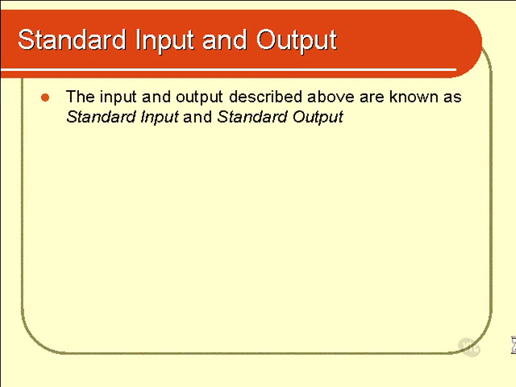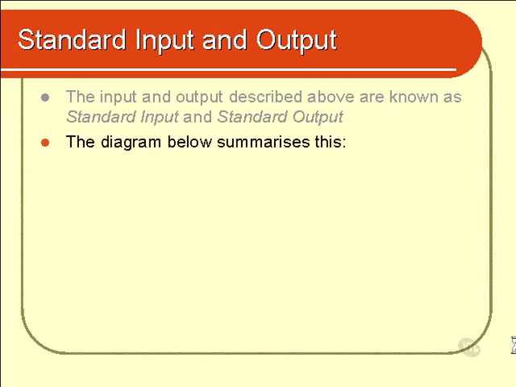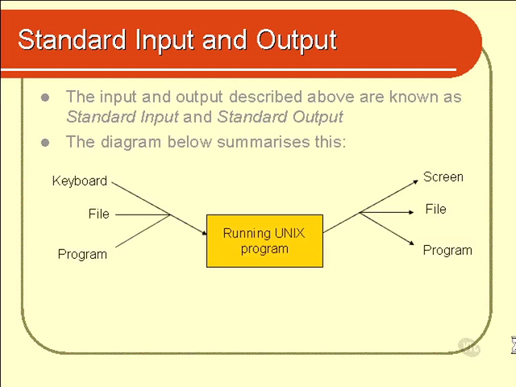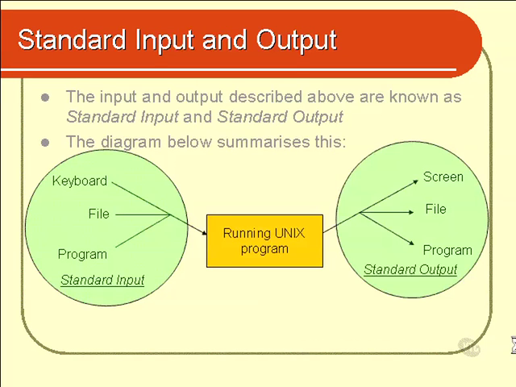The input and output that I've shown in the last two modules is known as standard input and standard output. These are technical terms used in Unix. We have a diagram that summarizes this. Any given Unix program can possibly produce output. That output will go to the screen unless it is redirected to a file or to a program. Similarly, input will come, if there is any input, from the keyboard unless that input is redirected from a file or from another running program. We call these standard input and standard output.